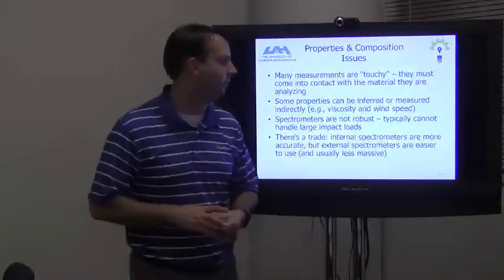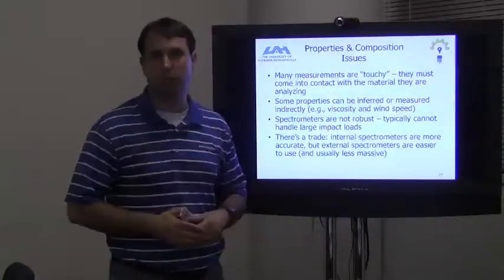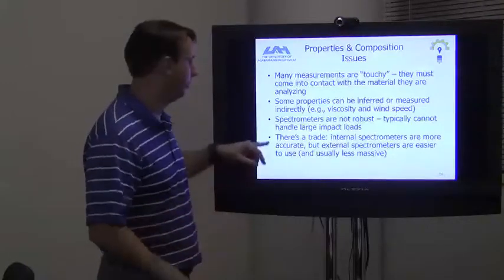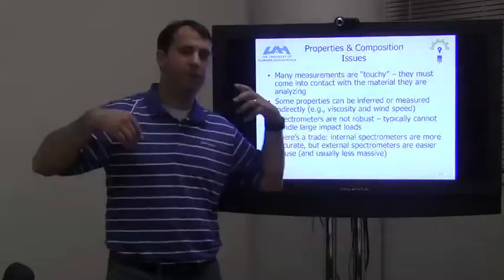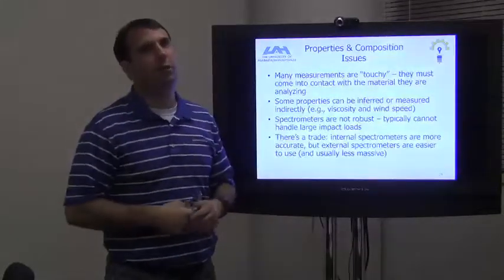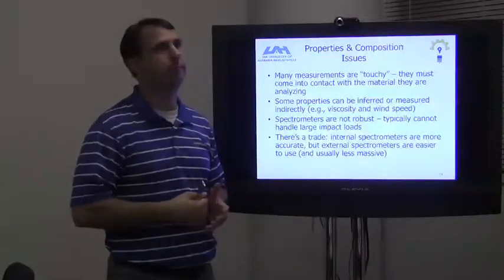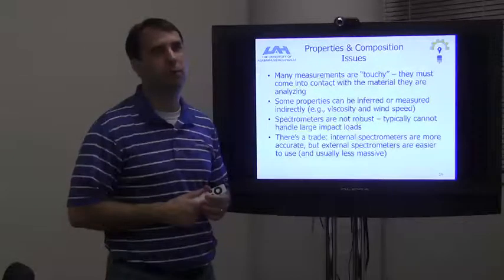So some properties can be inferred or measured indirectly. Viscosity and wind speed can be done that way, through indirect measurement. Spectrometers are not robust. I didn't say that earlier. That means if you were to drop them, they'll probably break. They just aren't made to withstand that, because there's a laser.